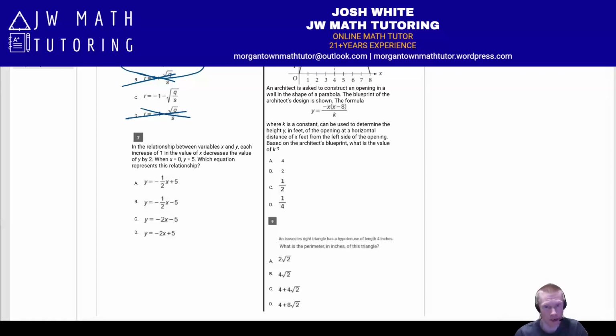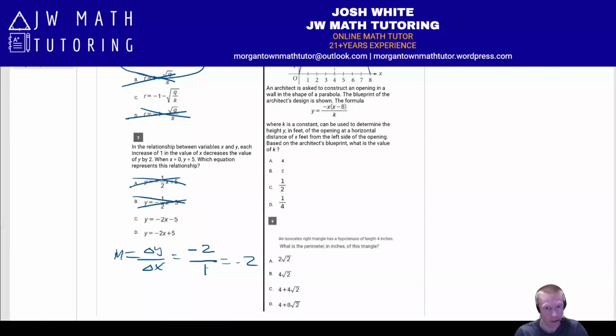Below that, number 7, we have another question related to lines, linear functions, whatever you want to call them. So it tells us for each increase in x, it decreases the value of y by 2. So if you think about that in terms of the slope, it's change in y over change in x. My change in y is a decrease of 2 or minus 2. My change in x is an increase of 1 or positive 1. That means the slope of this line is going to be negative 2.